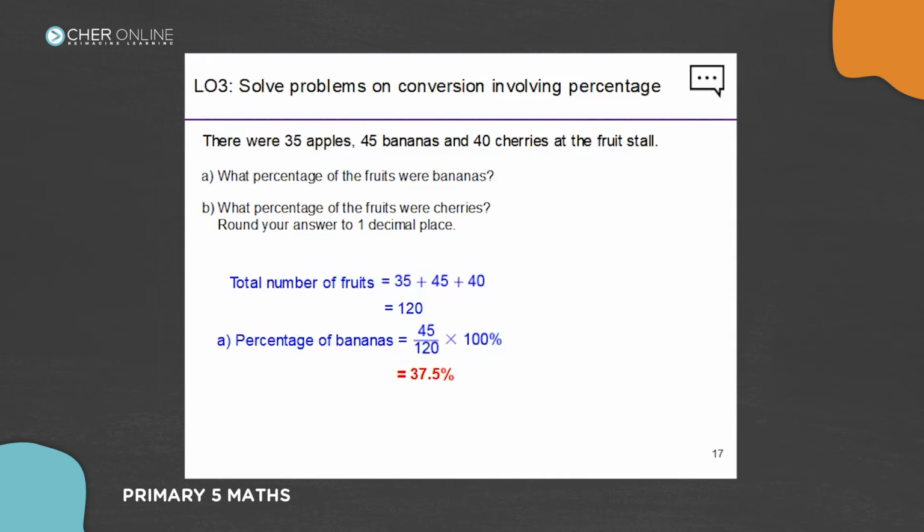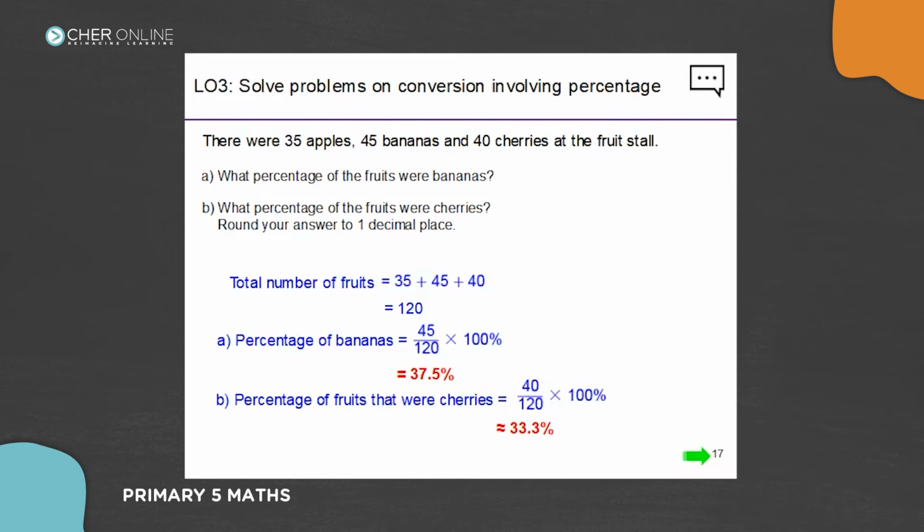Now, percentage of fruits that were cherries, can you all do the same? So 40 out of 120. For those of you who simplify 40 out of 120, it will be 1/3. Am I right? So 1/3 will be 33.3%. You can just directly multiply by 100%, and you will also get 33.3%.